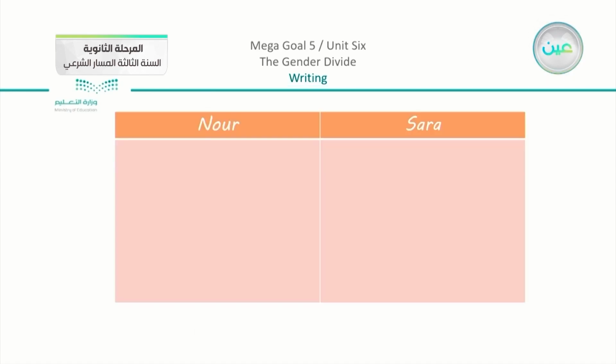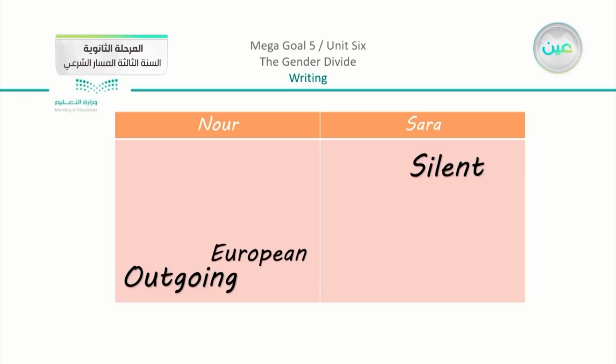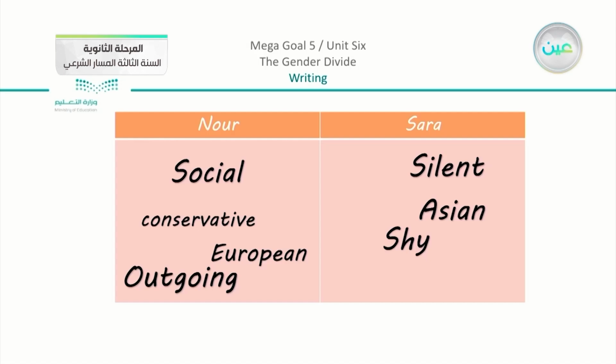Now, for example, we can use a table. Here we have Noor and Sarah. I can start with comparing. Very simply, I can say that Noor is outgoing, Sarah is a silent person. Noor is European, Sarah is Asian. Noor is social, but on the other hand, Sarah is a shy person. Noor is from a conservative background or environment, and we're going to explain how or why. And Sarah, her society is a little bit more open. Also, I'm going to show why.